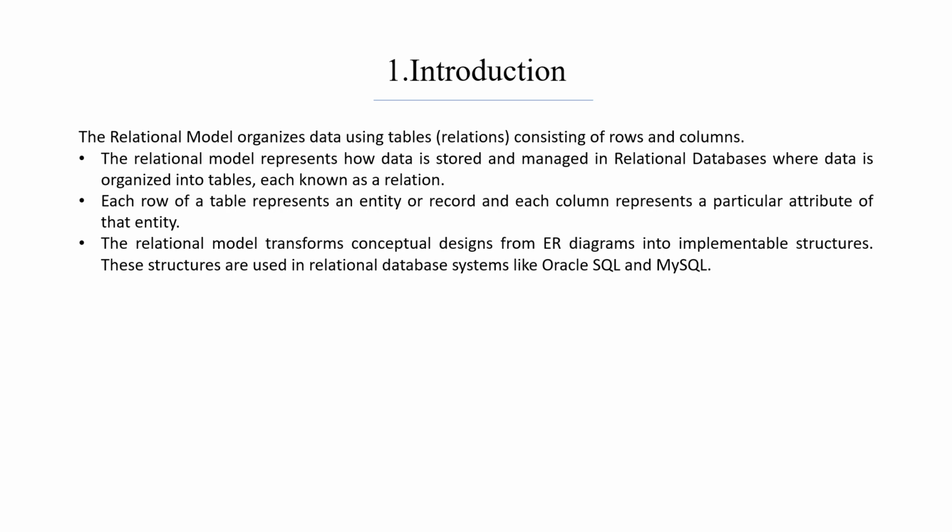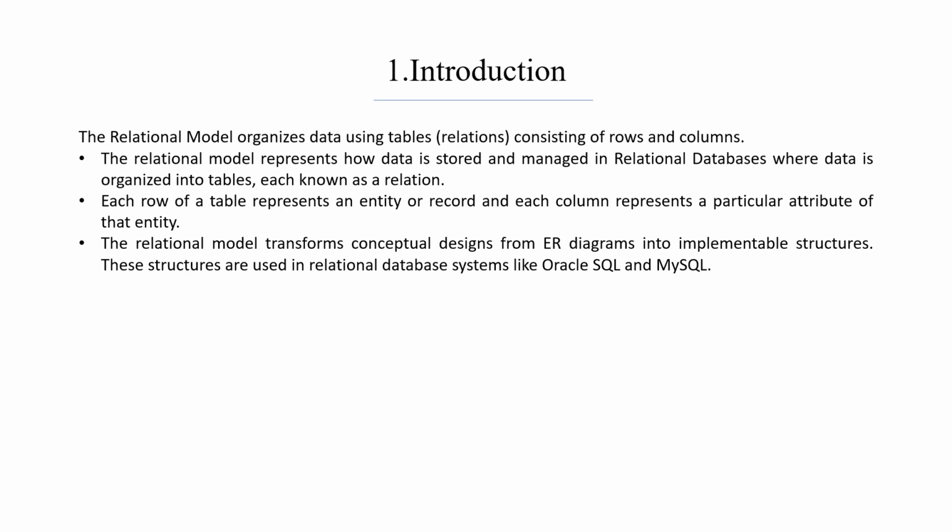The relational model is more widely used nowadays. The relational model organizes data using tables consisting of rows and columns. For example, let us consider an entity called student. The student has various attributes like name, roll number, ID, etc. The arrangement of these attributes in rows and columns is known as a relational database model.